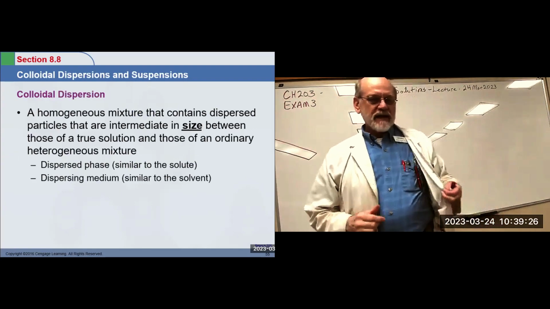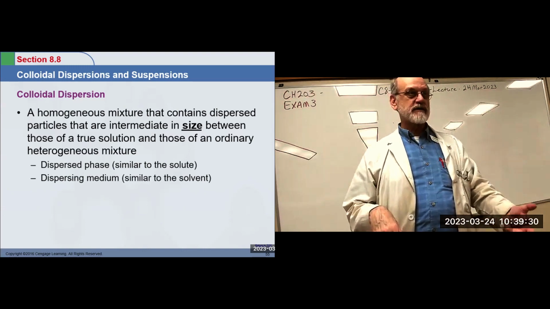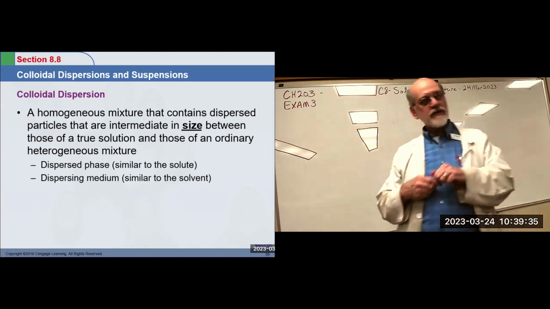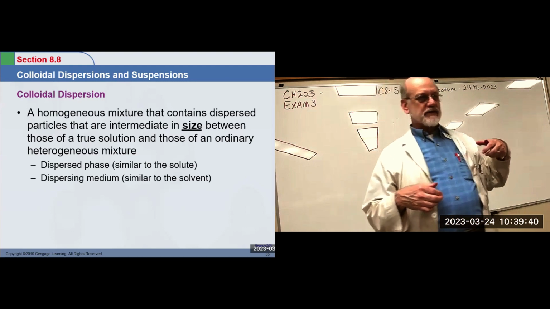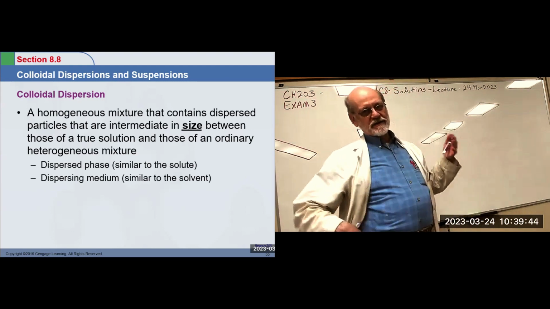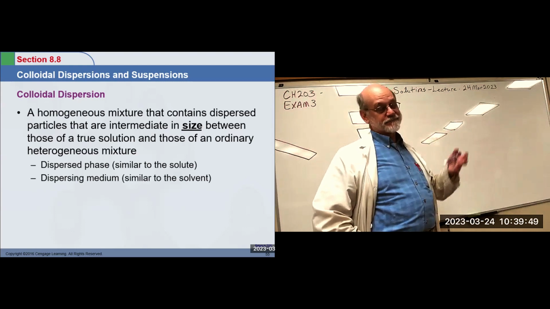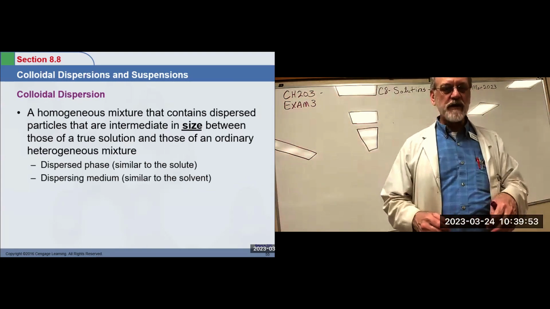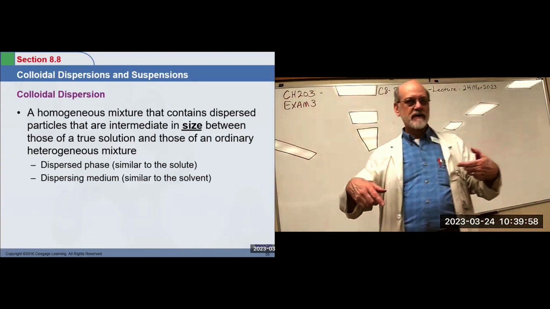Okay. Here's the suspension that looks like a solution. It's called a colloid. A colloid is not a solution, it's a dispersion. So instead of the solute, we have a dispersed phase. And instead of a solvent, we have a dispersing medium. So those are the analogous terms. We can't call it solute solvent because it's not a solution.